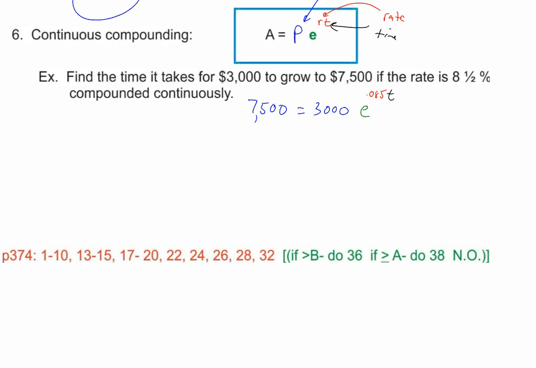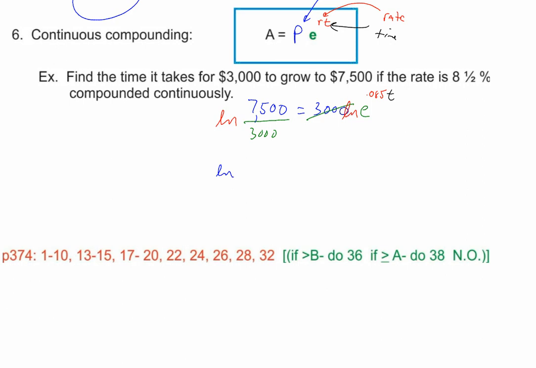Okay, we can do this problem. We want to isolate the e. So I want to move that 3,000. You're just going to divide both sides by 3,000. That's all you need to do to isolate that e. Okay, now I want to take the natural log of the left and the natural log of the right. Because again, natural logs and e's undo each other. So here's where we're at.